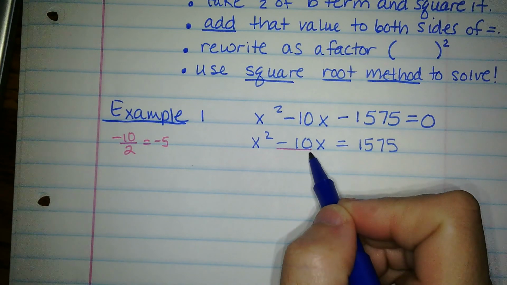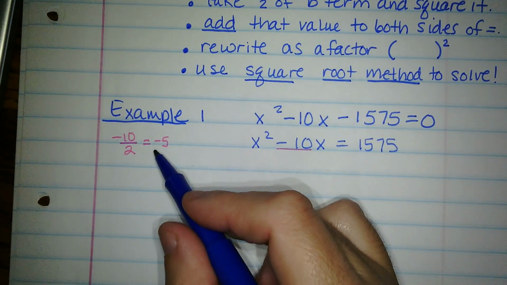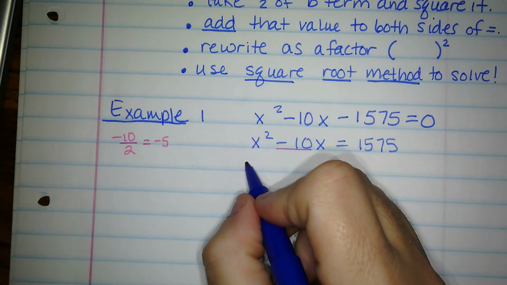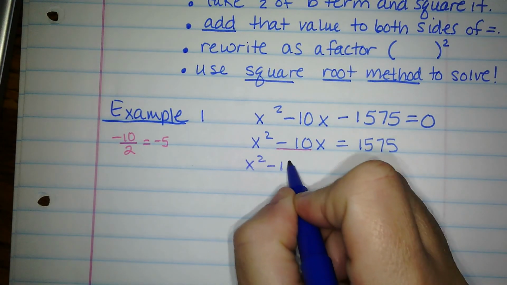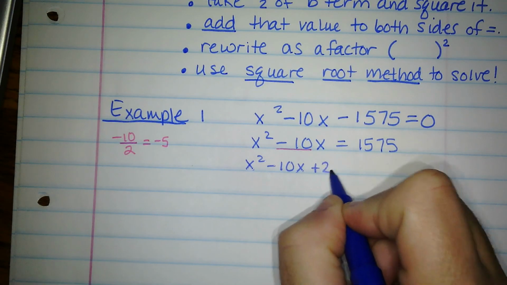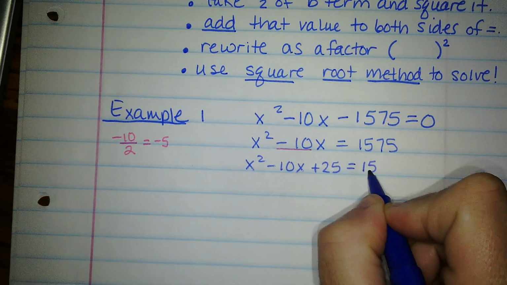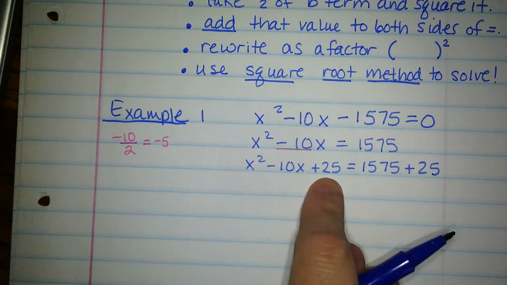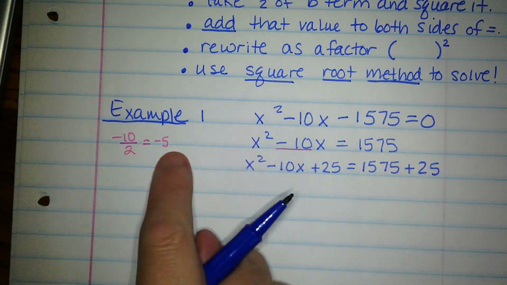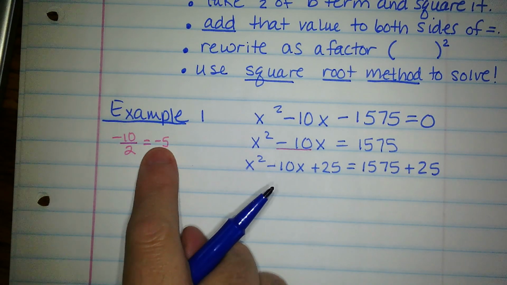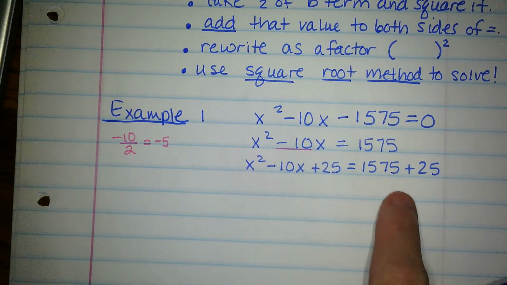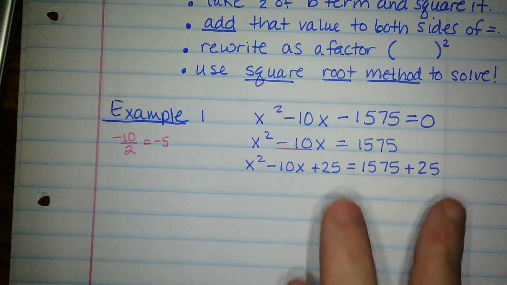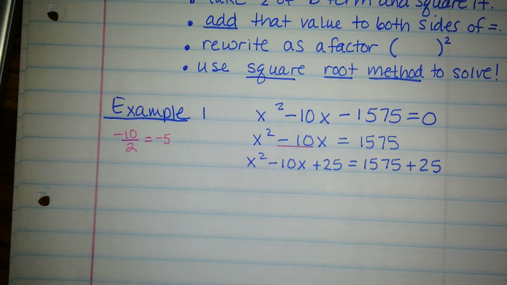After I take half of negative 10 and get negative 5, I'm going to square it. Well, negative 5 times negative 5 is positive 25. And I'm going to add that to both sides of my equals. Again, I got the 25 by taking half of negative 10 and squaring it. Negative 5 times negative 5 is positive 25. And you add that to both sides of equals. See, I can do that because it maintains equivalency.